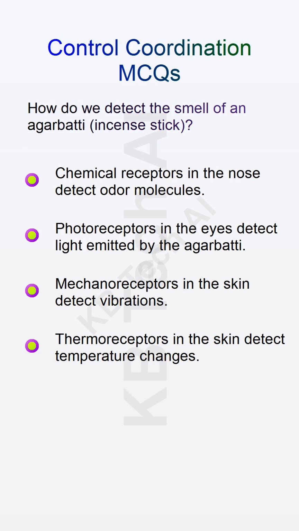Option 1. Chemical receptors in the nose detect odor molecules. Option 2. Photoreceptors in the eyes detect light emitted by the agarbatti. Option 3. Mechanoreceptors in the skin detect vibrations. Option 4. Thermoreceptors in the skin detect temperature changes.